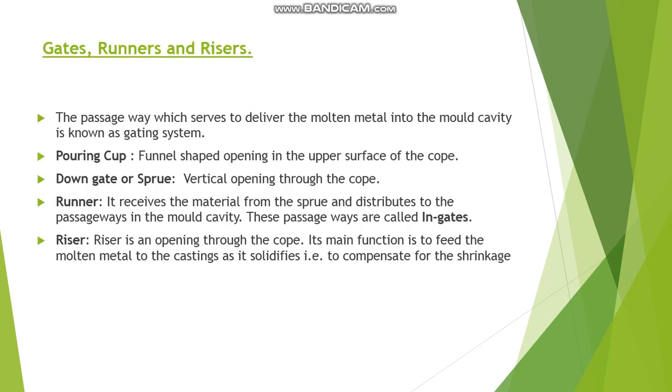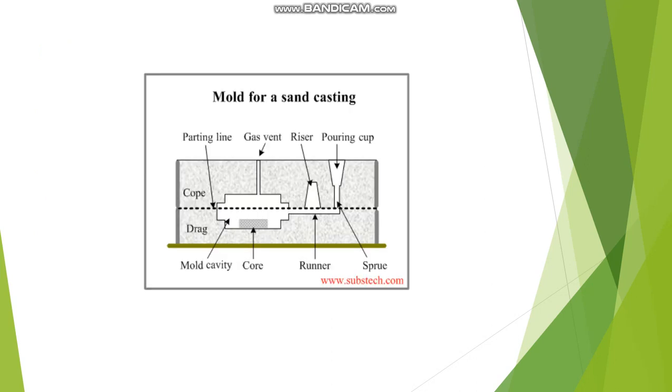Gates, runners and risers. Please follow this area very carefully. The passageway which serves to deliver the molten metal into the cavity is known as the gating system. The pouring cup, a funnel-shaped opening in the upper surface of the mold, is where the material is poured. I will show you the sketch, then you will be able to better understand.